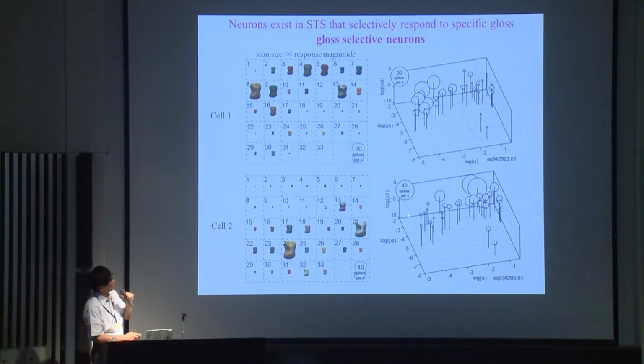And this figure shows the distribution of response magnitude in the parameter space shown in the previous slide. So rho D, rho S, and alpha. This neuron strongly responded to stimuli with large specular reflectance rho S and small roughness alpha. But this neuron strongly responded to stimuli with large specular reflectance and large roughness.